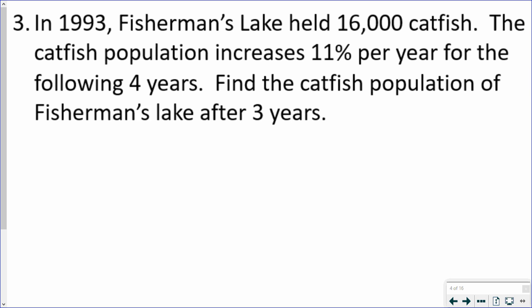All right. So, in 1993, Fisherman's Lake held 16,000 catfish. The catfish population increases 11% per year for the following 4 years. Find the catfish population of Fisherman's Lake after 3 years. So first you have to decide which of those 4 formulas you're going to use, and it should be the exponential growth one. It doesn't say compounded anything, so it's the y equals a times 1 plus r, all raised to the t power, because it's increasing.